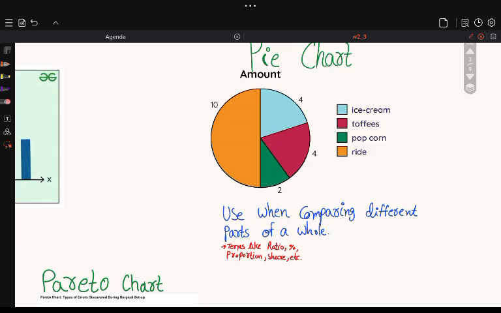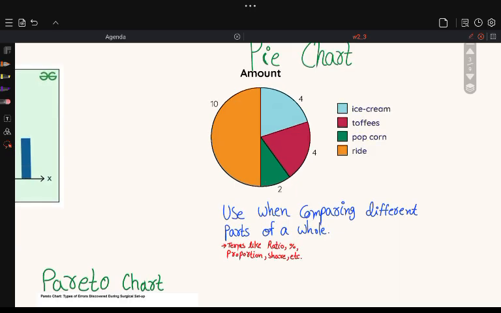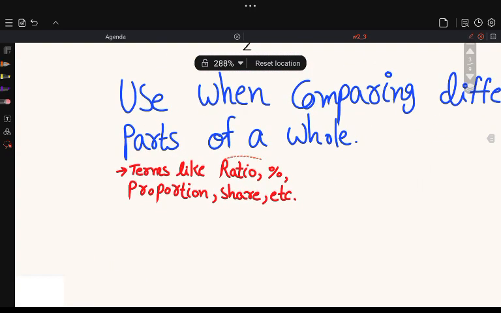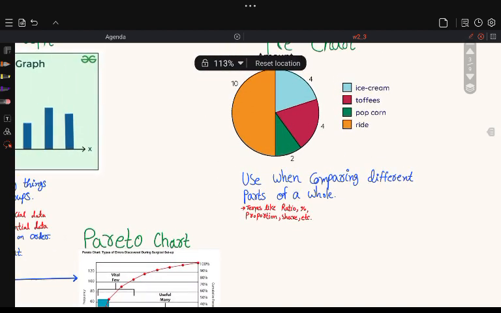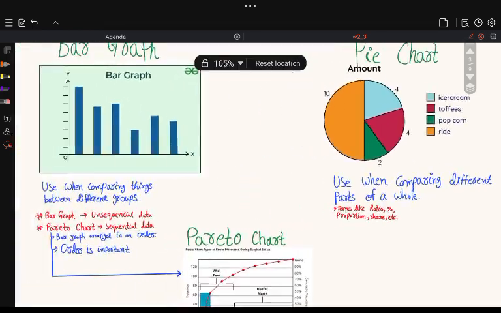For the sake of solving the questions, when the language of the question uses terms like ratio, percentage, proportion, or share, then we will be using a pie chart. Like it will be saying, what is the share of different things in a grocery store. As the term share is used, we will be using a pie chart in that case. This can help you a lot, so remember these terms.